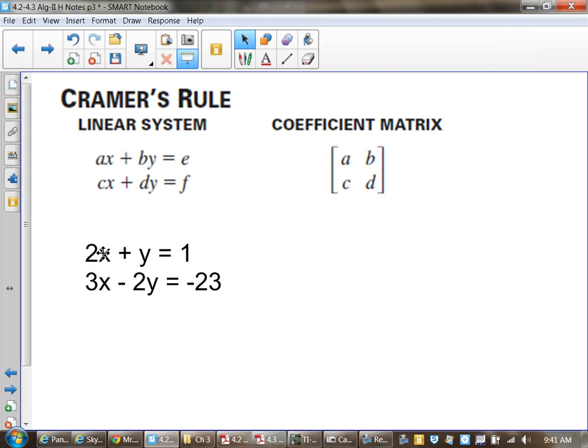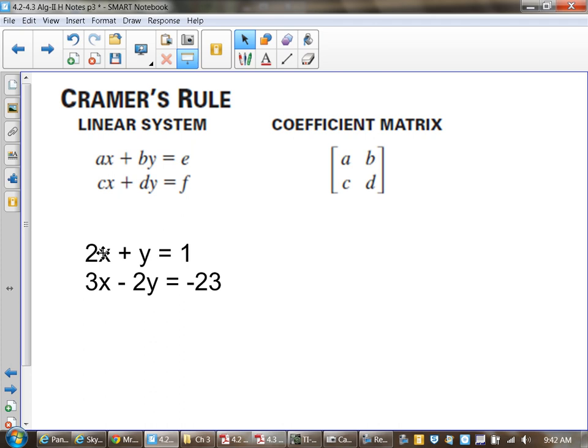So if you're dealing with a system of equations like we have in the past, 2x plus y is 1, 3x minus 2y is negative 23. We would normally set up a system of equations, and in this case we might use some linear combination or substitution to solve for x and y. Do you agree? Sure. Well, now we're going to throw a third way to solve systems in. This way is using what's called Cramer's rule.